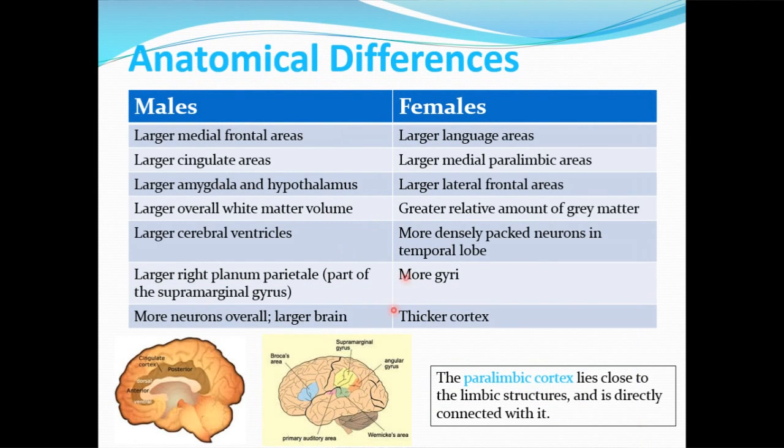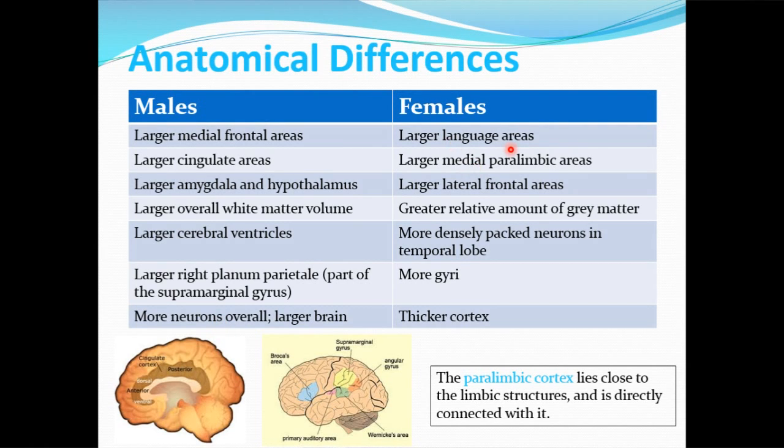Now, anatomical differences in the brain. Those were behavioral differences, and there are anatomical differences. Men have larger medial frontal areas, larger cingulate areas, larger amygdala and hypothalamus, larger overall white matter volume, larger cerebral ventricles, larger right planum parietale, which is part of the supramarginal gyrus. I've just put in the picture again, reminding you where the supramarginal gyrus is. And more neurons overall, and they have larger brains overall.